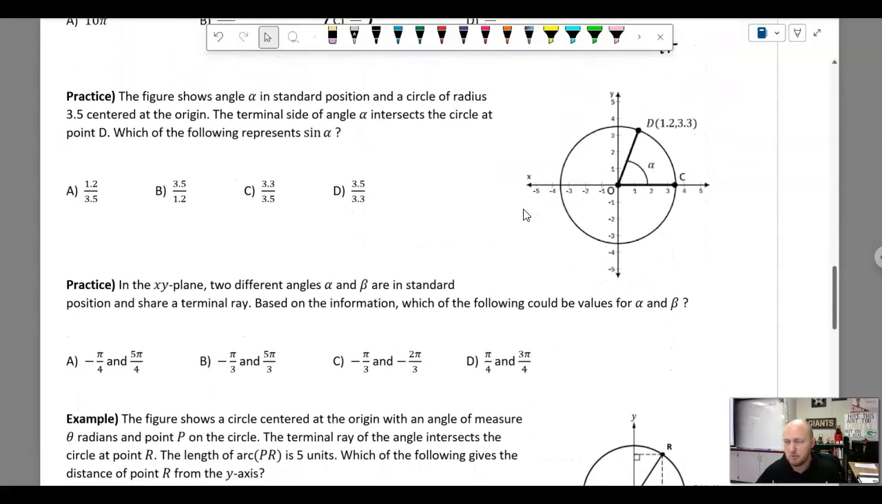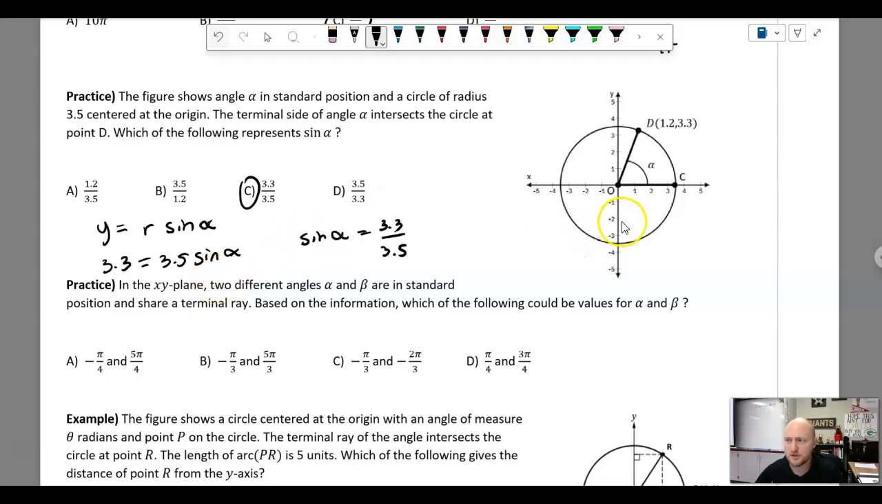All right, a couple practice problems here. Please go ahead, pause me for this one. They say the figure shows angle alpha in standard position within a circle of radius 3.5 centered at the origin. The terminal side of angle alpha intersects the circle at point D. Which of the following represents sine of alpha? It's also important to note they give you the coordinates of point D. Those are important, okay? So go ahead, pause me, try this one.